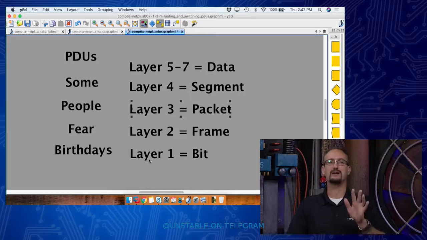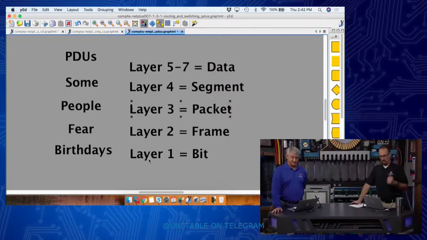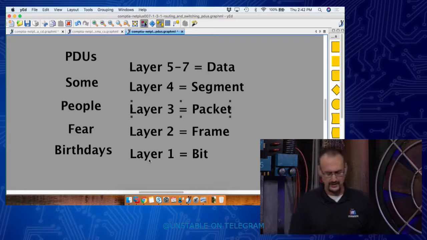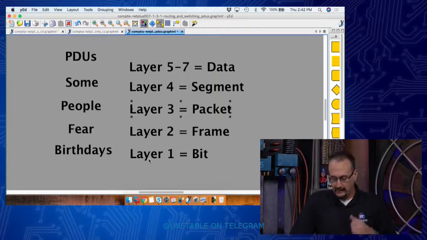If you can remember data from 5 through 7, you'll be doing good. Now, to remember the other ones, 4 to 1, use the mnemonic: Some People Fear Birthdays. That'll make it a little bit easier if you need to remember which one is which on the exam. So know your protocol data units. Okay. Now, the last thing I have to talk about is what is known as an MTU.